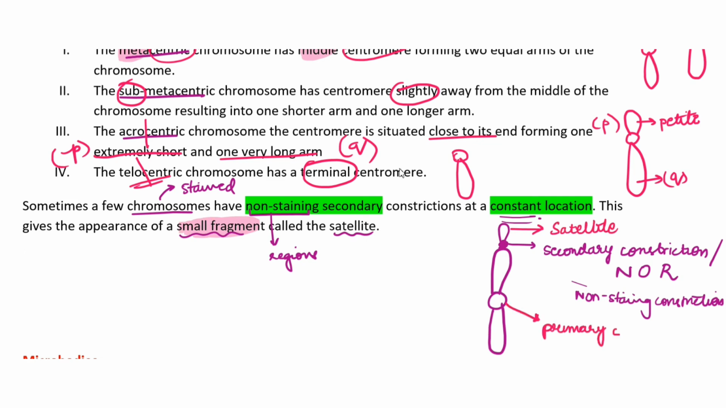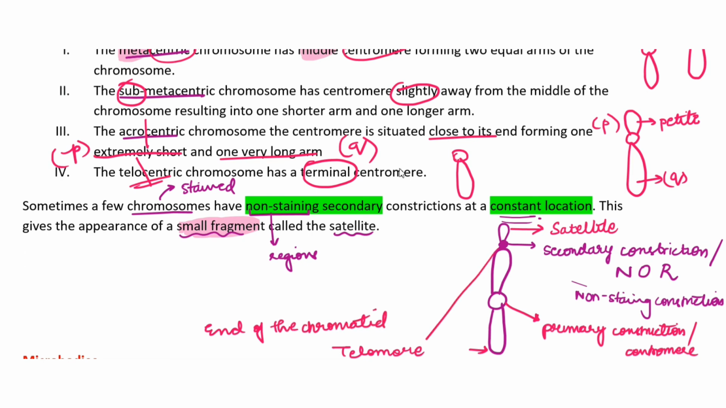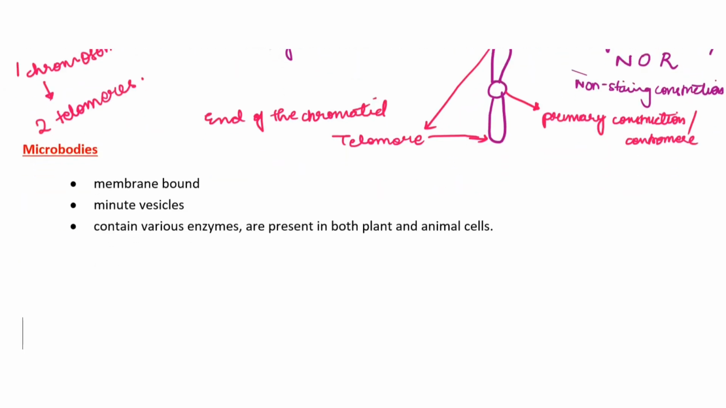The end of the chromosome is known as the telomere. Telo means, I told you, terminal, end. So the end of the chromatid is known as the telomere. So one chromosome has how many telomeres? Two telomeres. So this is all about chromosomes, chromatids and the nucleus. Let's talk about the other microbodies, the other organelles, small bodies present in the cell, and this completes the chapter Cell, the Unit of Life.